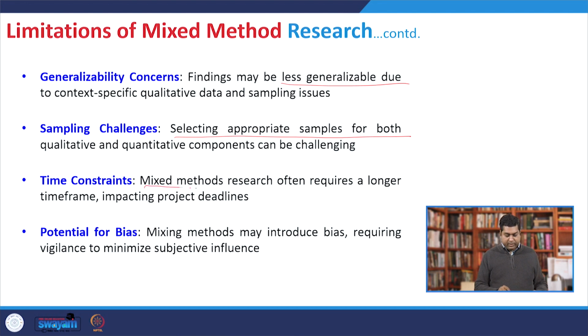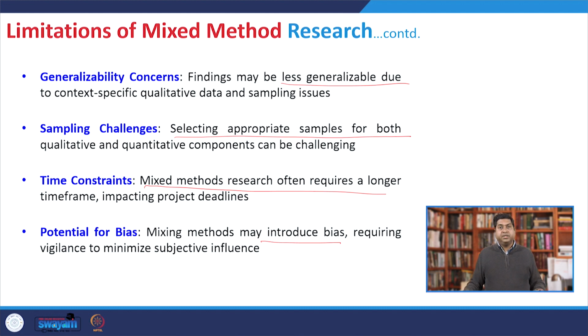Time constraint. Mixed method research often requires a longer time frame, impacting the project deadline. This is obvious: if you try to go for both methods, it will take some time, and definitely it will increase the time and the cost. Potential for bias. Mixing methods may introduce bias, requiring vigilance to minimize subjective influence. This is to be done with care, so that there is no unnecessary bias, or much more subjectivity in how you compare the findings of two different methods together.